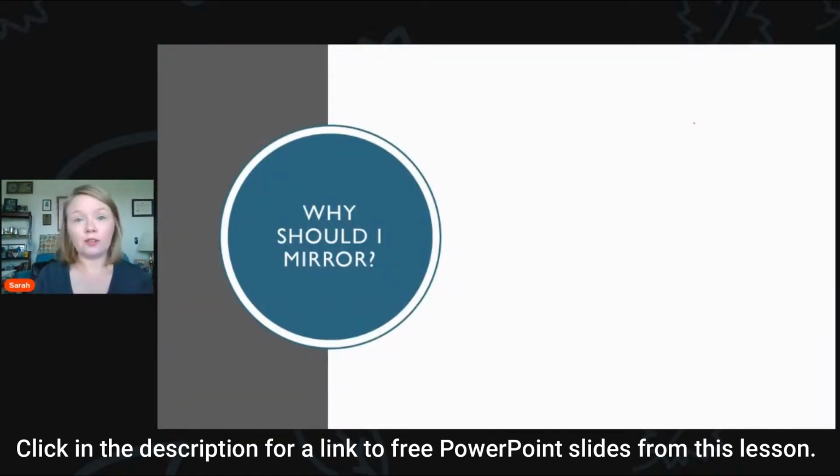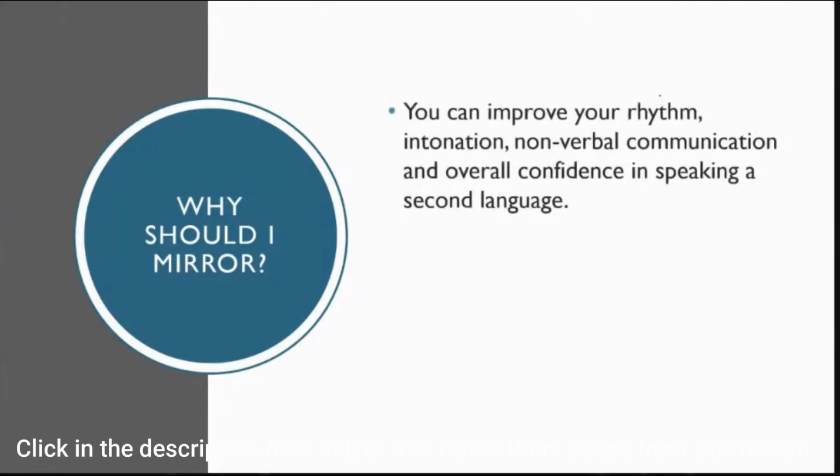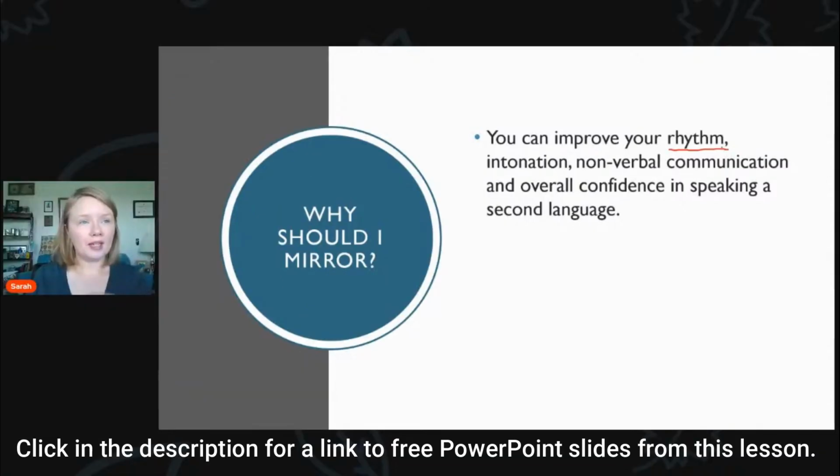So why should you mirror? Why is this a useful strategy? You can improve many different areas of your language learning by doing something like mirroring. By watching, studying, and repeating native speakers or just good speakers of English, you can improve things like your rhythm. So rhythm is the pace and speed at which you speak, right? Each language has some different rhythm. So you can improve your rhythm.